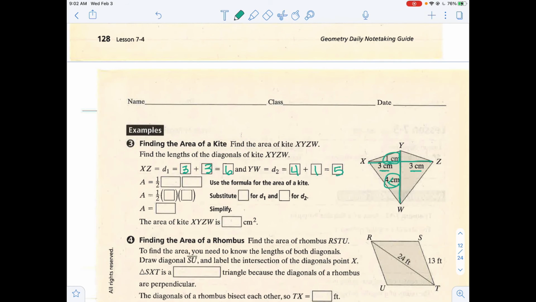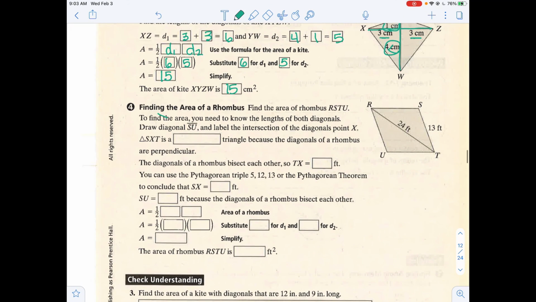So we know that the area of a kite is 1/2 diagonal 1 times diagonal 2. Well, we know that diagonal 1 is 6 and diagonal 2 is 5, so it's 1/2 times 6 times 5, which would be 15. So the area of kite XYZW is 15 centimeters squared.